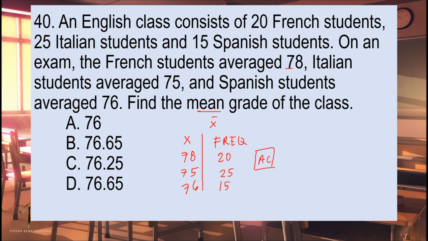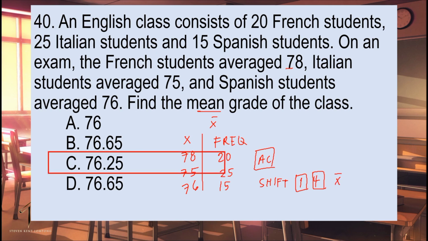Okay. Then after that, shift 1. Shift 1. Then number 4 for the variable. Then look for the bar X. And we will get 76.25.